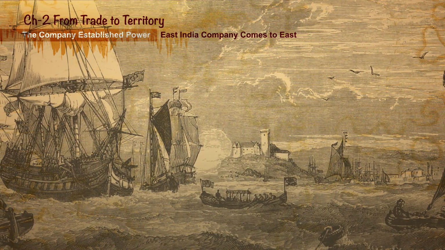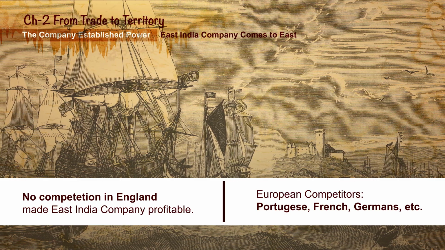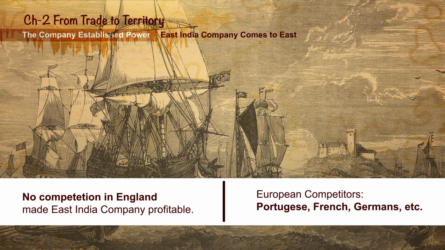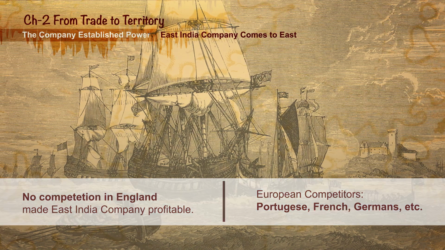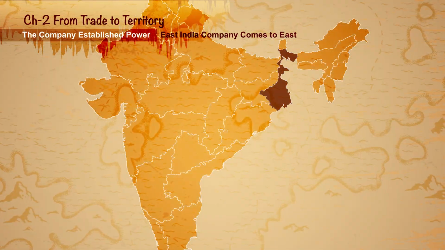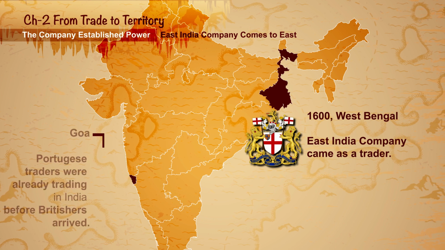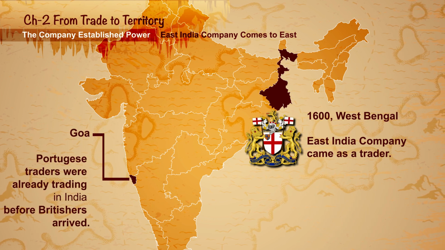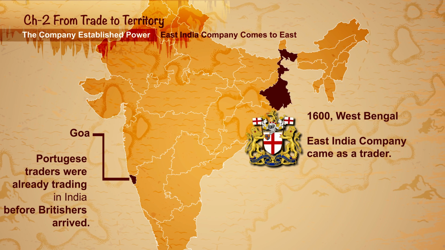The Royal Charter of the East India Company was rising in profits as they did not have any competition in England, but they could not stop the competition from other European countries. By the time they discovered the western coast of India, it turned out that the Portuguese had already established their presence in the western part of India and were based in Goa.